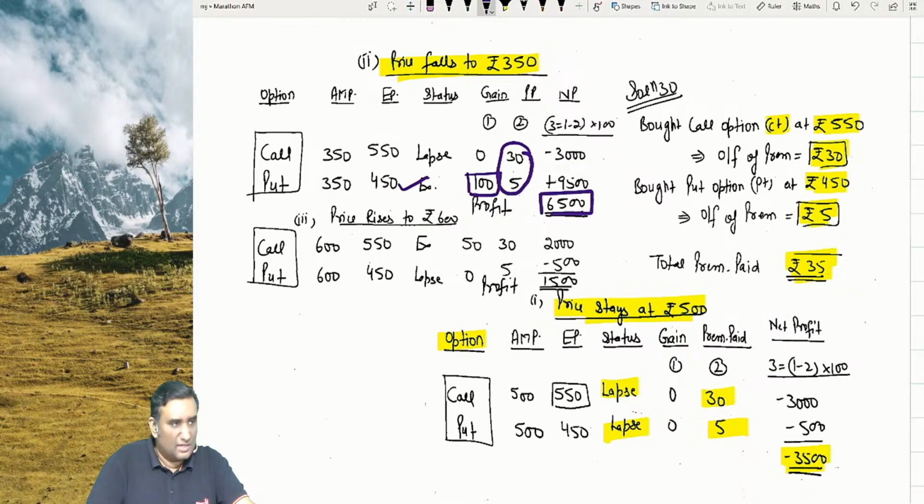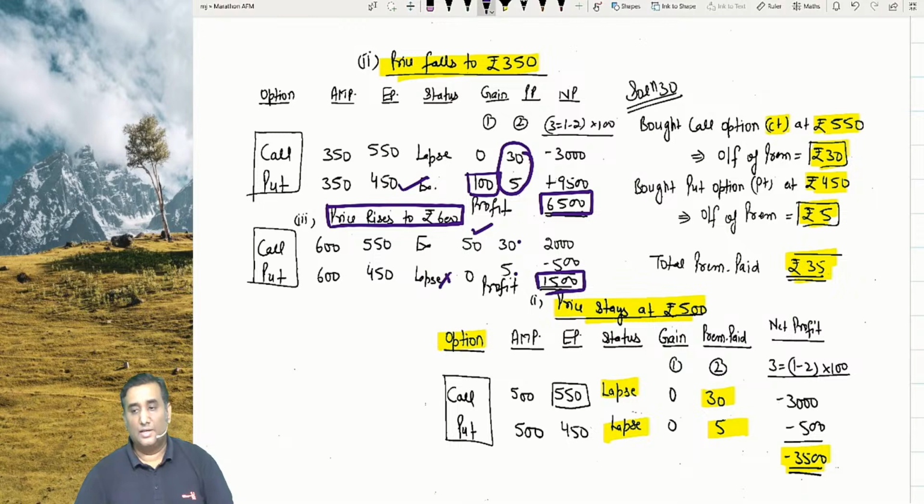Net answer comes to 6500. If the price rises to 600, in this case your gross profit would be 50, the put option would lapse, total premium paid is 35, so net profit would be 15 into 100. 100 is the lot size you have, so 1500 comes out. Now in this type of question, the answer can be very easily found. I'll do a summary of it, and this is one of the ways of doing it. I'll do it in a simpler way.